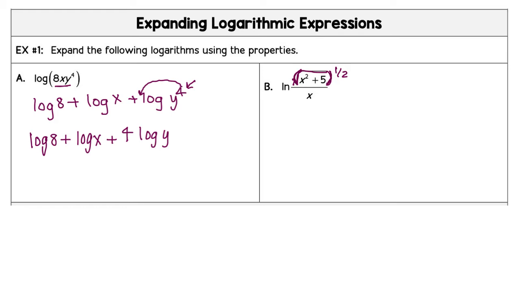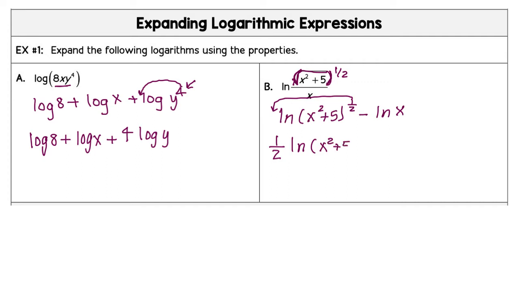Here we've got a fraction, so we'll separate this using subtraction. So we're going to have natural log of x squared plus 5 to the 1/2, minus natural log of x. And then what else do we need to do? You've got to get rid of the 1/2 power. Move that 1/2 down. So that's going to be 1/2 natural log x squared plus 5 minus natural log x. All right, questions about it?